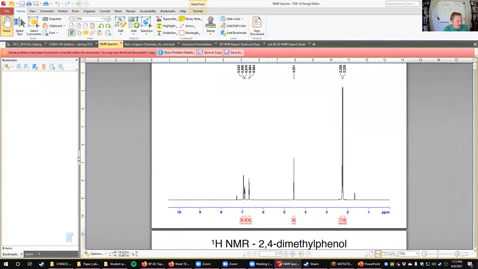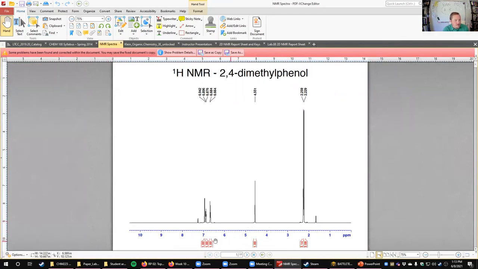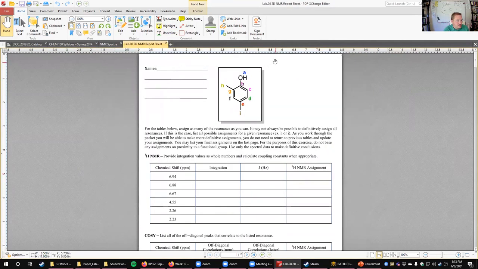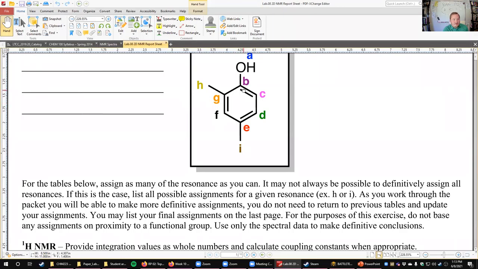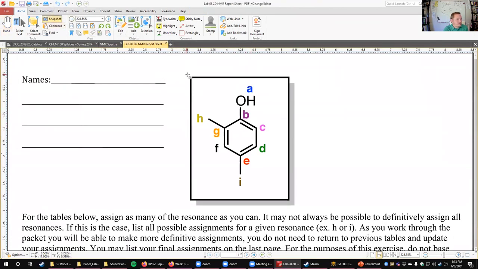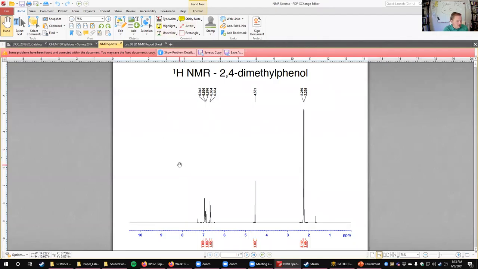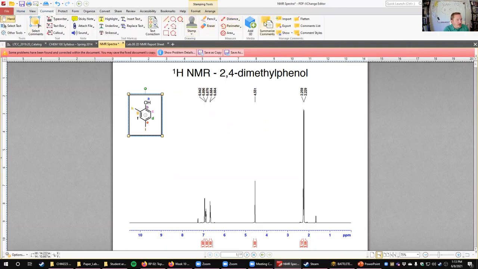All right, so looking at our proton signals here, just based on the integration, that tells us a lot right there, right? Because we've got a bunch of integrations of one, and then a couple integrations of three, especially if we know we're starting from this structure here. We only have two methyls on this structure, right? If we only have two methyls, then we know what those integrations of three are going to be, right?